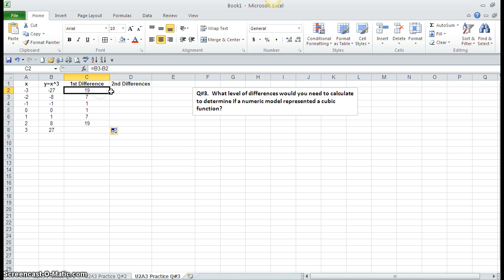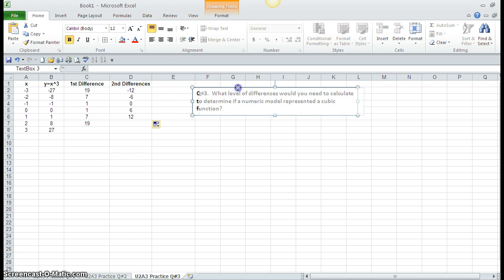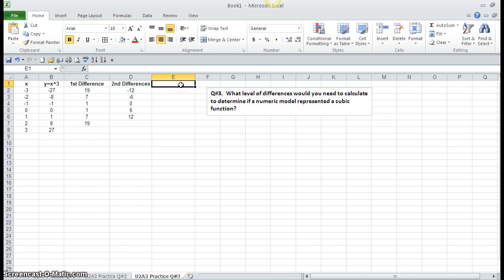Again, I can copy this formula over to here, and there's my second differences. So far I see a pattern. I have similar values going up, down, and then up. Same thing here, similar pattern. Let's calculate the third differences. I'm going to move over my textbooks. Let's calculate the third differences.